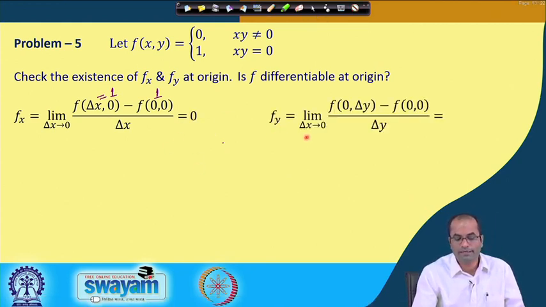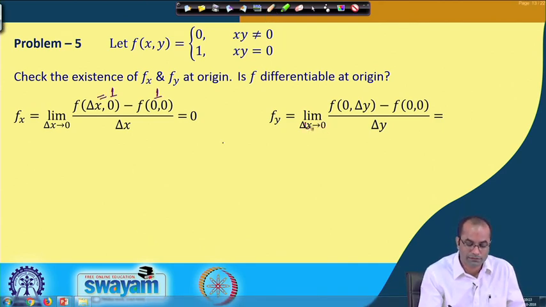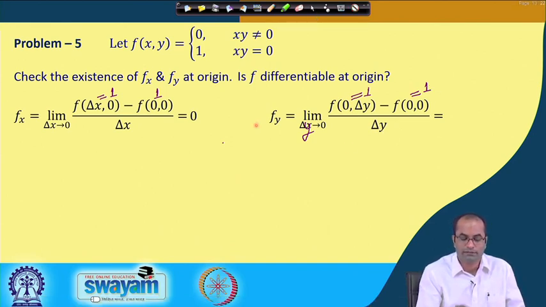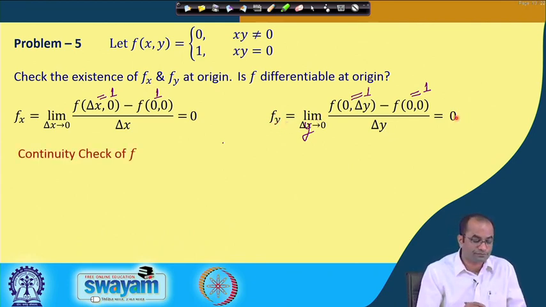Similarly, for f_y, when we have delta y going to 0, we take f(0, delta y) minus f(0,0) over delta y. So, in this case again this is 1 and this is also 1. So, we have 1 minus 1, again 0, as the partial derivative of f with respect to y at the origin.